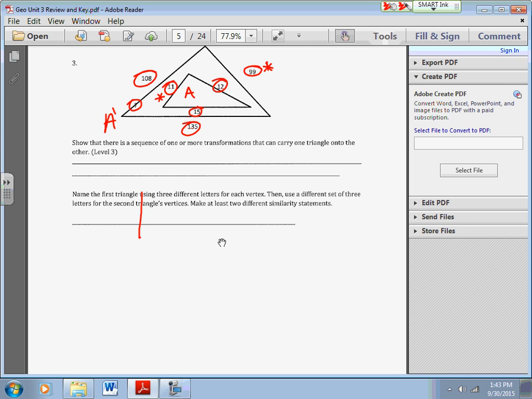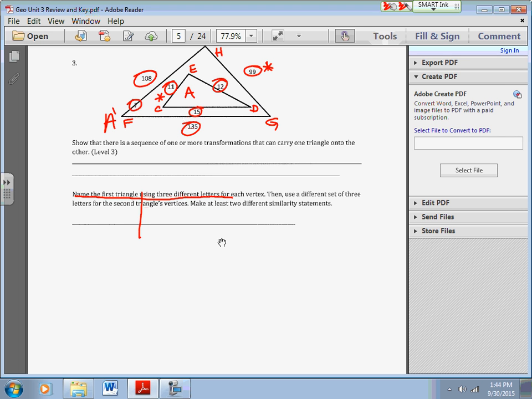Now you are going to have to name a triangle with letters, so you have to pick letters. Let's say I pick C, D, E, and we can do that in any order we want, as long as they match. And then over here, let's say I pick F, G, and H for that other triangle.